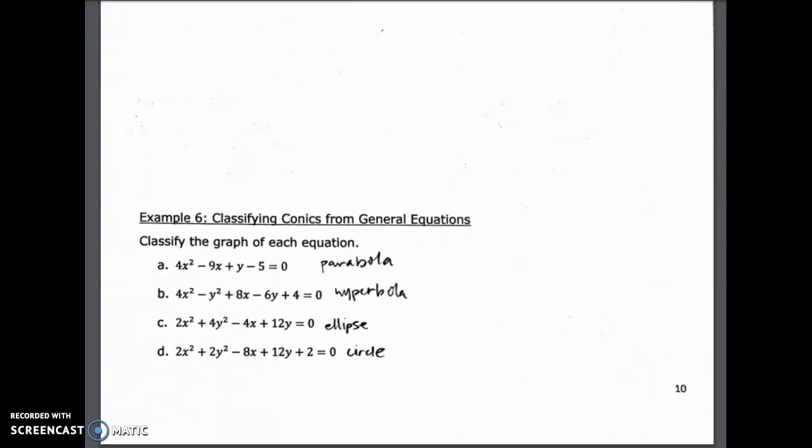Example 6 is just a review of how we classify conic sections that are in general form. So if we take a look here, we have an x squared but no y squared. That has to be a parabola. In this case here, we have a 4x squared and a -y squared. They have opposite signs. This is a hyperbola. In letter C, we have 2x squared and 4y squared, both positive but different coefficients. That makes it an ellipse. And in letter D, we have 2x squared and 2y squared, exactly the same leading coefficients. Those are circles.